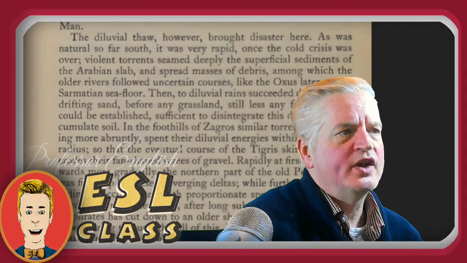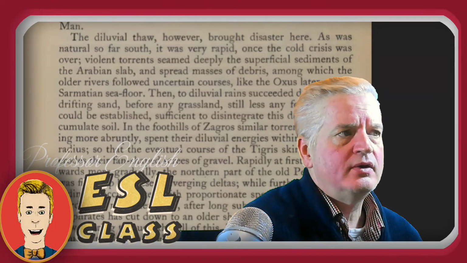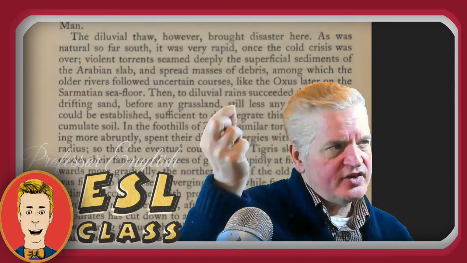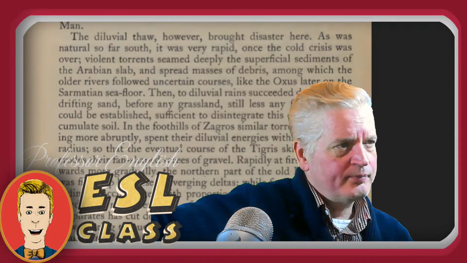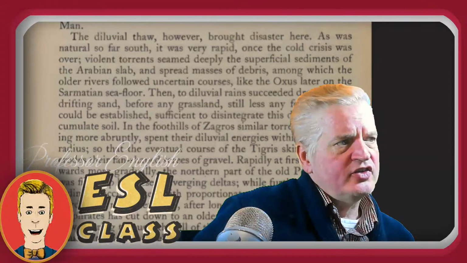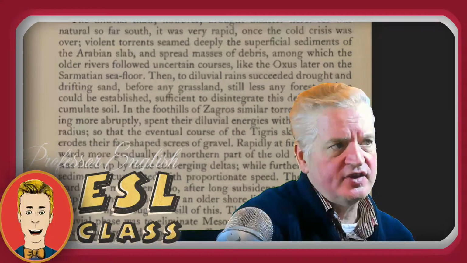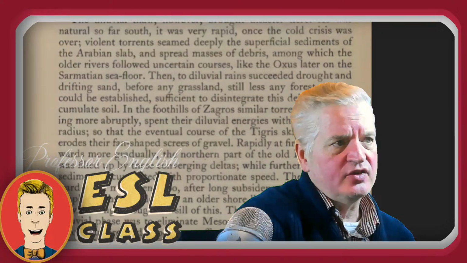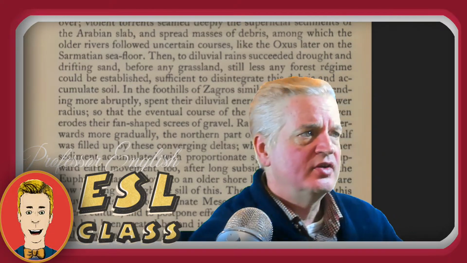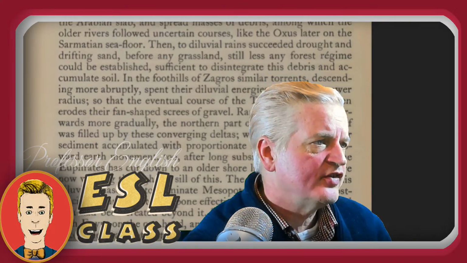Once the cold crisis was over, violent torrents seemed deeply to cut the superficial sediments of the Arabian slab. So violent storms caused lines. And spread masses of debris, among which the older rivers followed uncertain courses, like the Oxus, later on the Sarmatian seafloor. Then to diluvial rain succeeded drought and drifting sand, before any grassland, still less any forest regime, could be established, sufficient to disintegrate this debris and accumulate soil, in the foothills of Zagros.